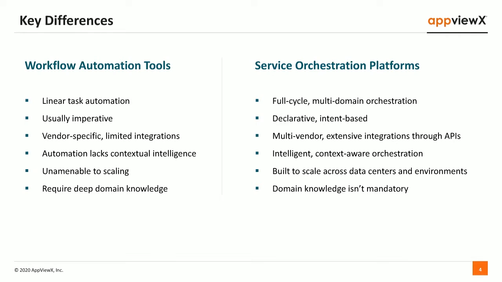So when we look at the differences between the traditional automation tools versus the service orchestration platform, the traditional workflow automation is a clear linear approach. You start here, you end here, right? And usually it's a task-based automation. You want to create a config and you go implement those configurations. That's it, right? There is no course correction, there is no feedback loop, and those types of things.